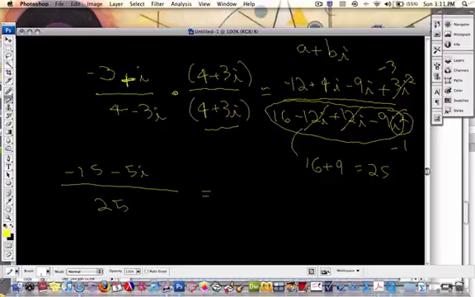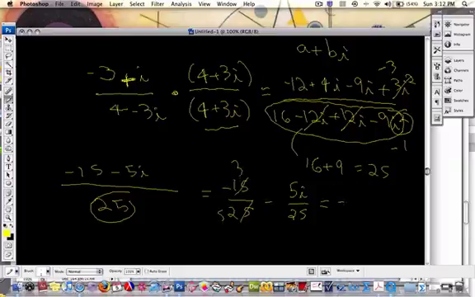And what I'm going to do now, because we have a single term in the denominator, it's not two terms, and it's a real number, I can actually split this up and make it negative 15 over 25 minus 5i over 25, which I can reduce as 3 over 5, so negative 3/5. And I can reduce this as 1 over 5. And I'm going to go ahead and write that as a fraction times i, so minus 1/5 i.